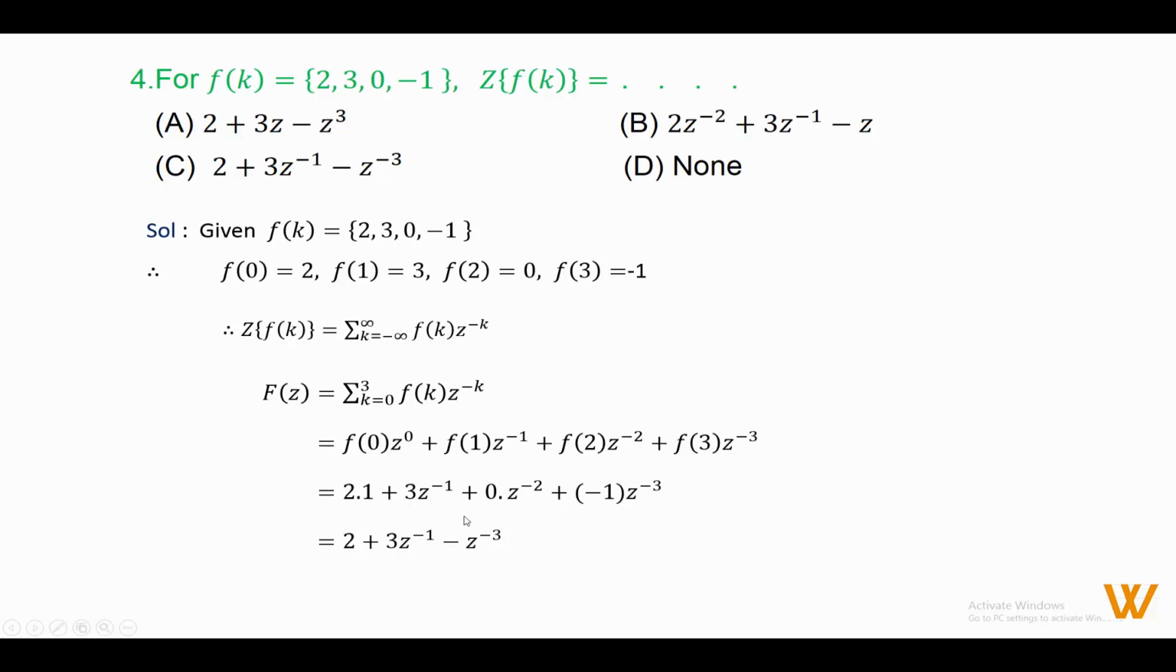3 z raised to minus 1. This value is 0 minus of z raised to minus 3. So answer is option C. Therefore answer is C, 2 plus 3 z raised to minus 1 minus z raised to minus 3.